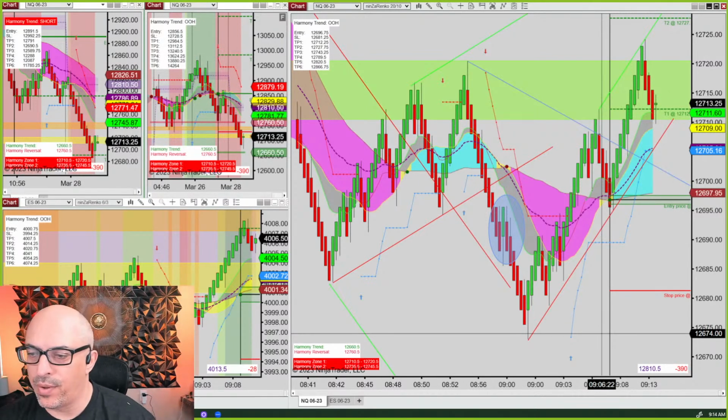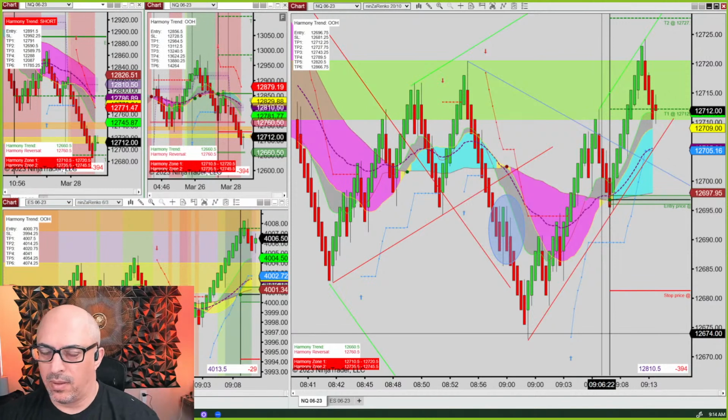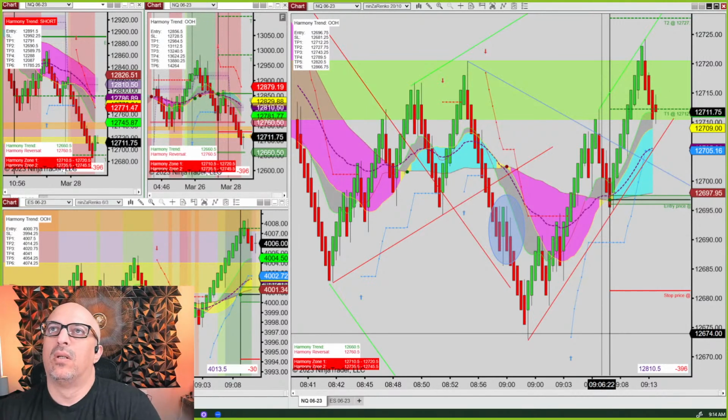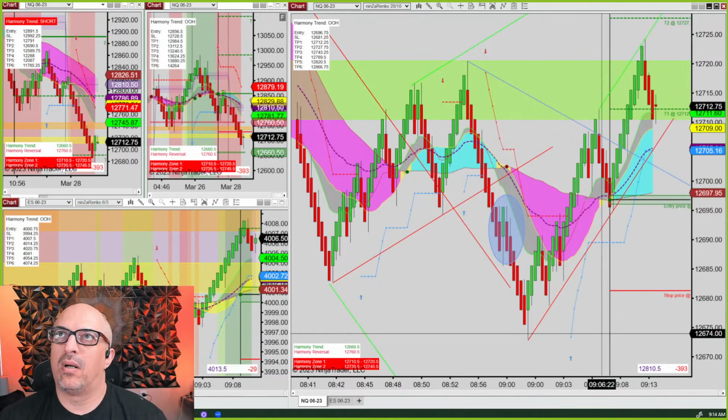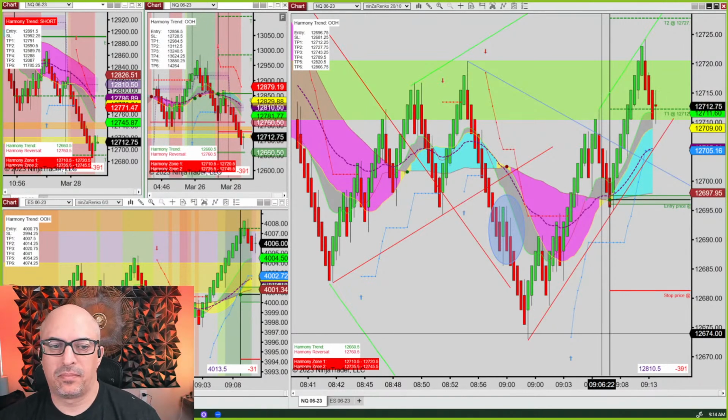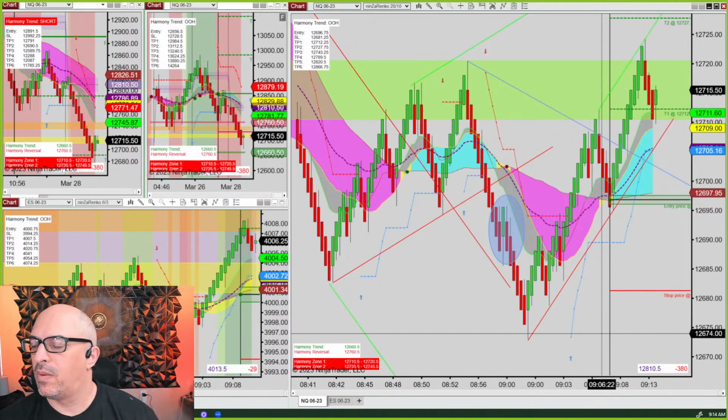So something we're noticing right now is not a lot of movement. Not a lot of movement. Yeah, things are a little bit quiet.